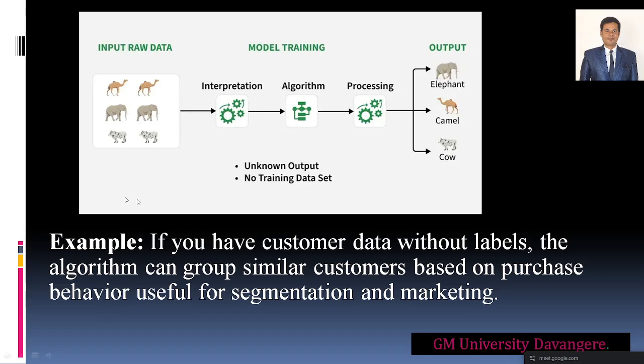Okay, so you can see in unsupervised learning, if you have customer data without labels, the algorithm can group similar customers based on purchase behavior, useful for segmentation in marketing. Right, so I will give one more example before understanding this example.